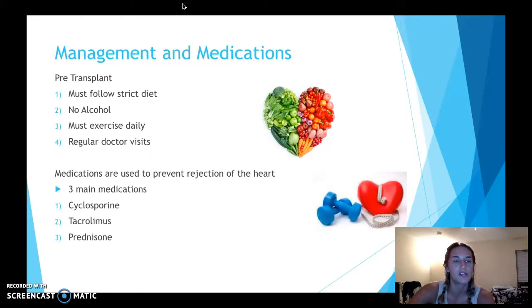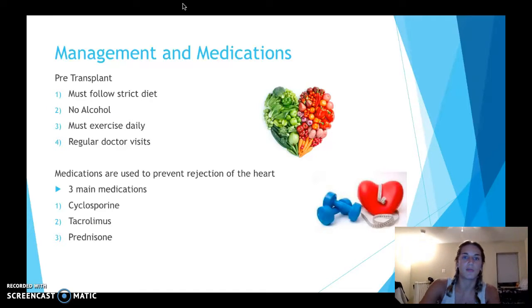Management and medications. Pre-transplant, 4 steps are to follow a strict diet, don't consume alcohol or smoke, exercise daily, and visit the doctor regularly. So along with avoiding alcohol, it goes with the immunosuppressant drugs. They don't have good side effects. The immunosuppressant drugs and other medications might also reduce the body's function and immune system.